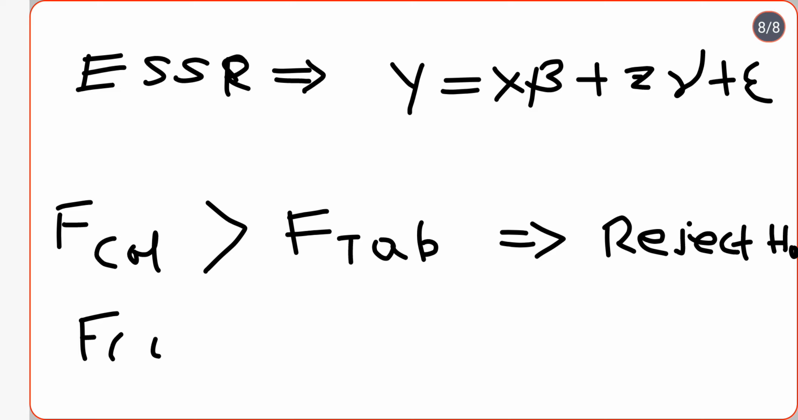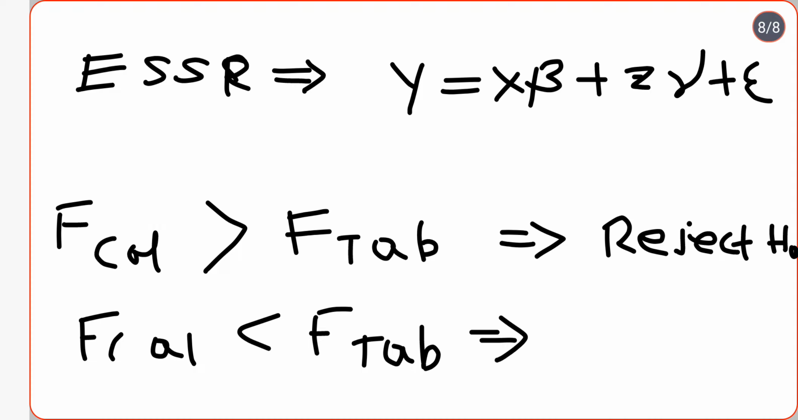And if F calculated is less than F tabulated, whose value will be given or you may find it in an F table on the internet, then we accept H0. So this is the entire process of the Ramsey test.